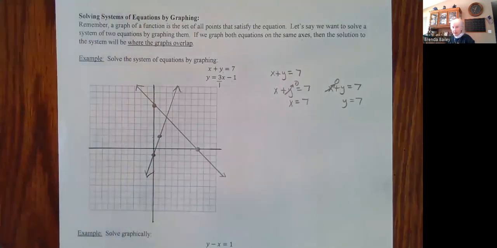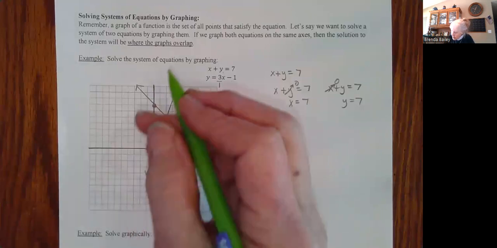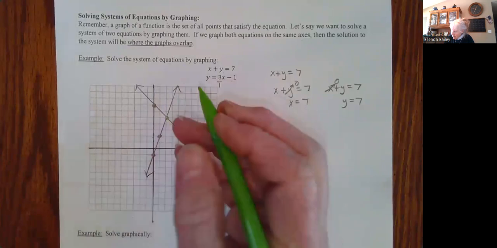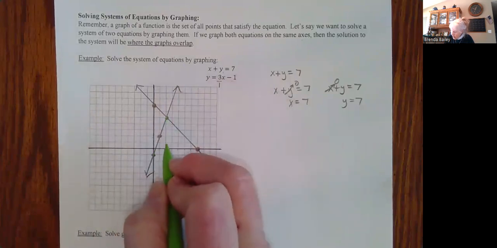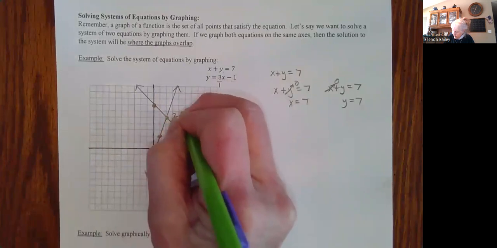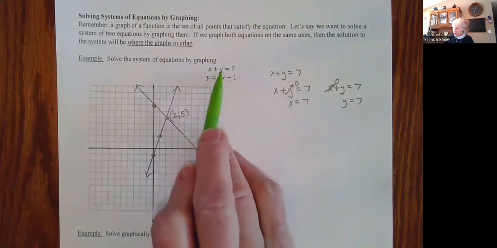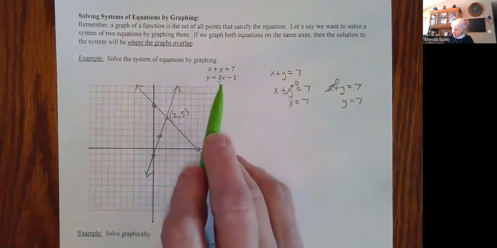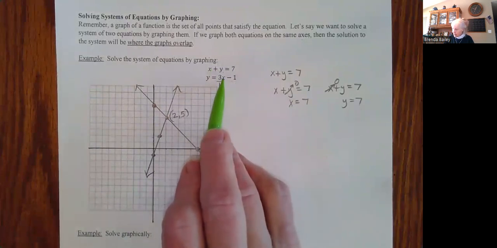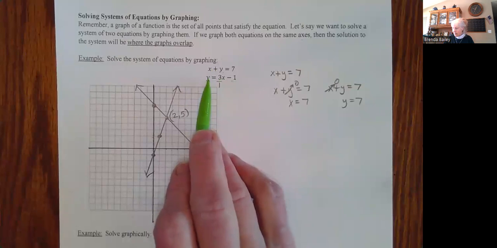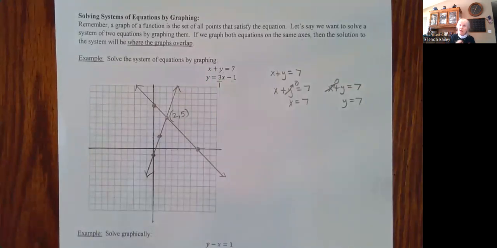For these, it should be pretty obvious what the solution is. Now remember, these are pictures of solutions. What solution works in both of these equations is this point right here. And that point looks like it's the point 2, 5. Now you could check that. Put 2 and 5 into the top one. Sure, 2 plus 5 is 7. Put 2 here, and you get 6, because 3 times 2 is 6, minus 1 is 5, and that's a 5. So they work. So your solution to the system of equations is the point 2, 5.